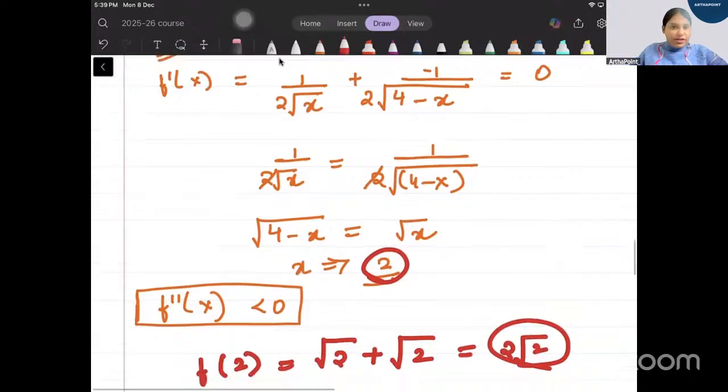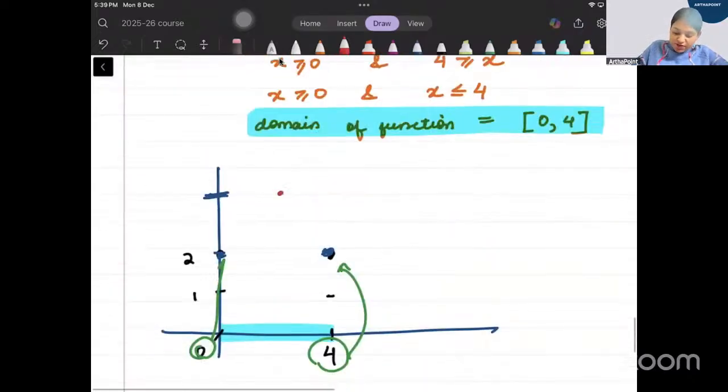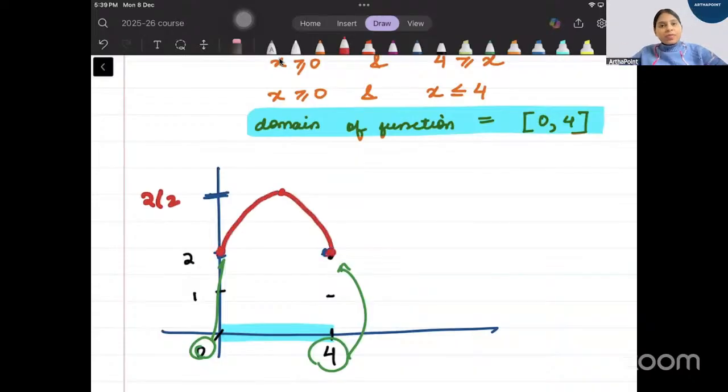So what have we achieved now? We have achieved that the function is attaining its maxima at 2 root 2 and these must be the minimum values of the function. So all values of y lie between 2 and 2 root 2. So the answer will be 2 comma 2 root 2. This is how you can go ahead and solve this question.